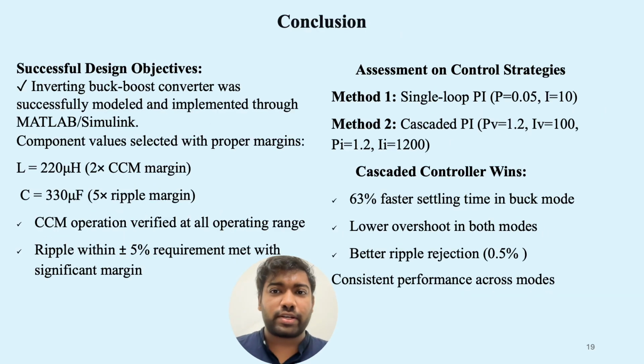We conclude the presentation by verifying and stating that we successfully implemented the inverting buck boost converter, with components selected with proper margins, and CCM is operational at all operating ranges for this project. Ripple is maintained well within plus or minus 5% of the output voltage, with 63% faster settling time in buck mode and better ripple rejection. We conclude that the cascade controller is the preferred system for high performance in buck boost converters.